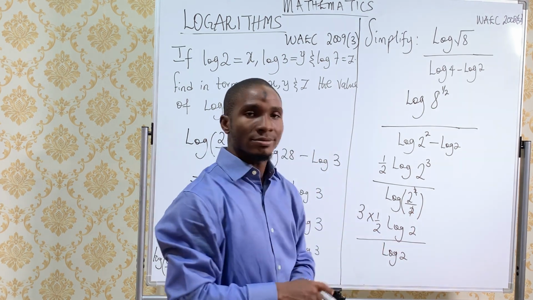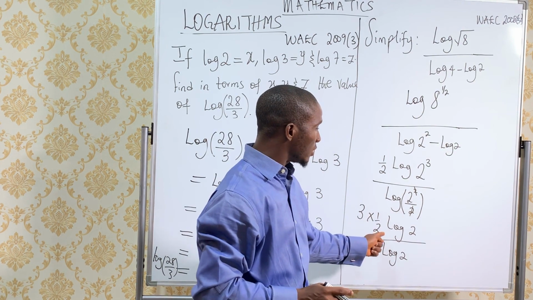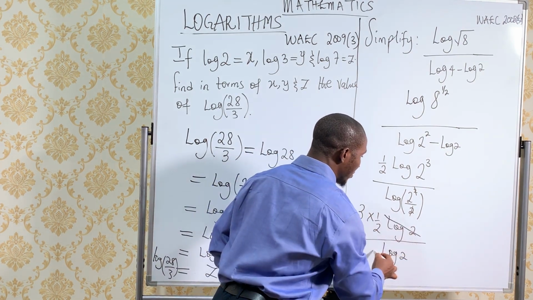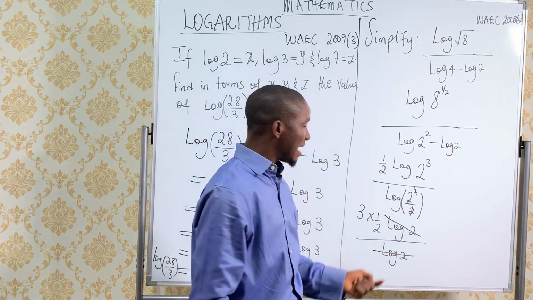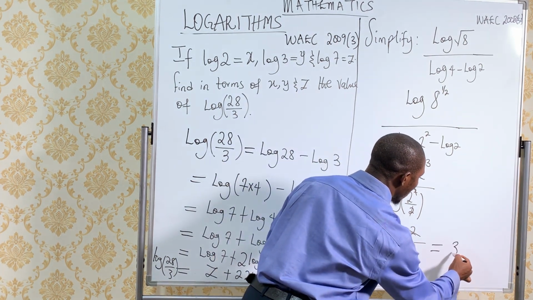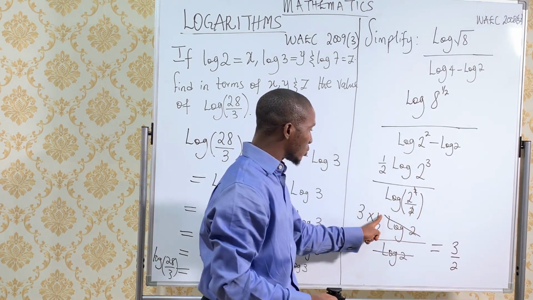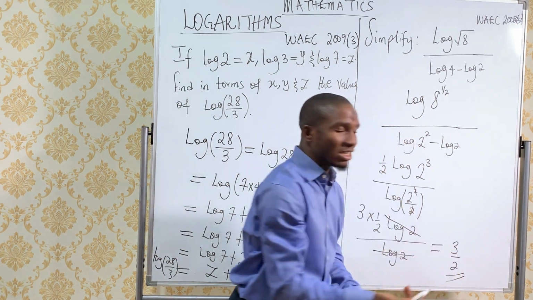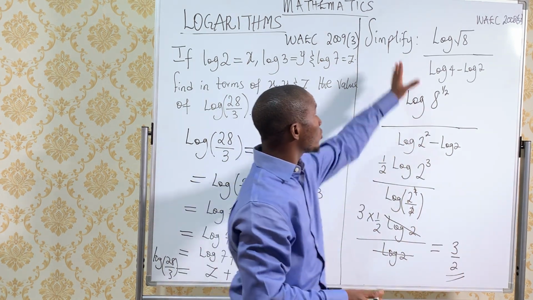Now, look at what we have. We have 3 times 1 over 2 log 2 divided by log 2. So log 2 can eliminate log 2. We have 3 times 1 over 2 left. Finally, we have 3 over 2. 3 times 1 is 3, divided by 2. And this gives us the simplification of this question.